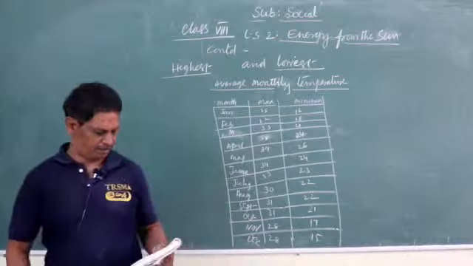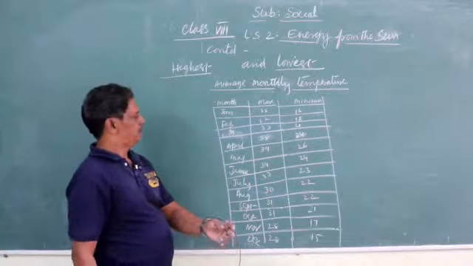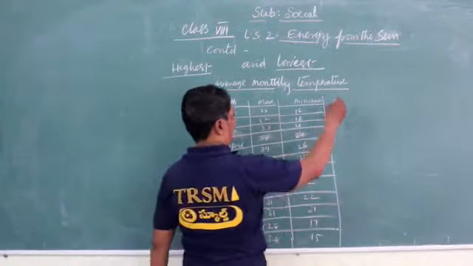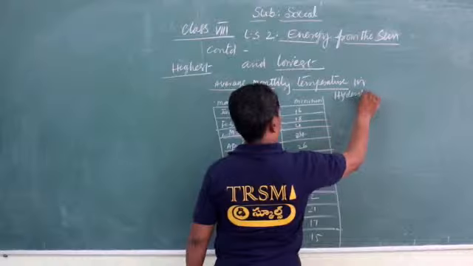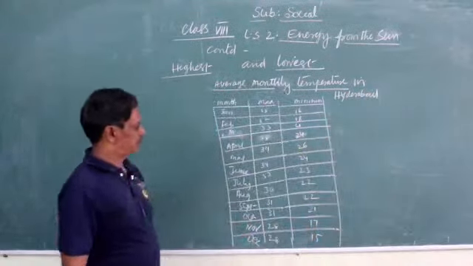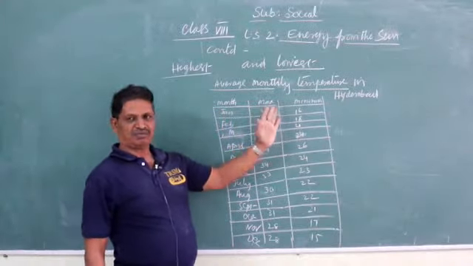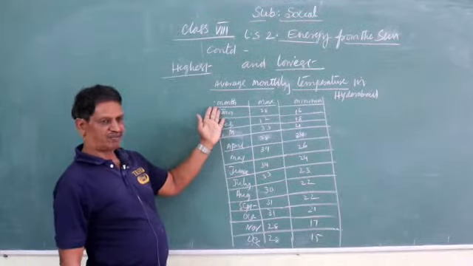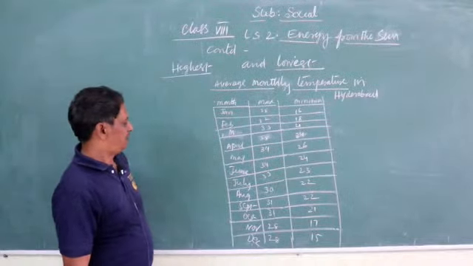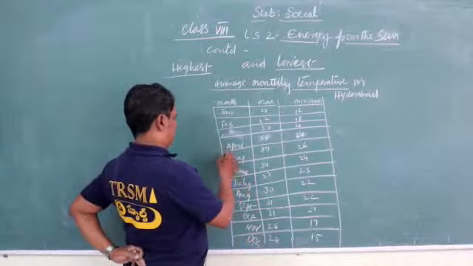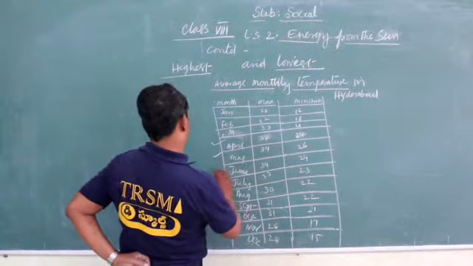Yeah, see this table. Okay, so this is the table giving the average monthly temperature in Hyderabad. See here, these are the average maximum and minimum temperatures from the beginning of the year to the end of the year. As you can easily observe, the temperature increases in the months of April, May and June.